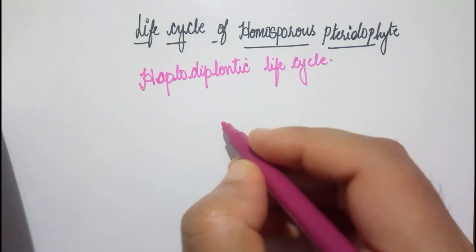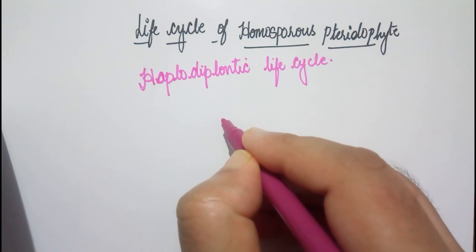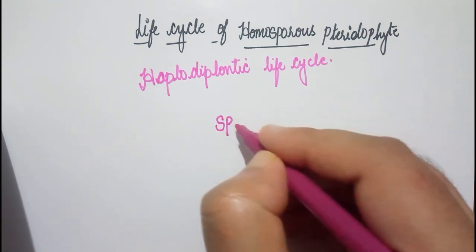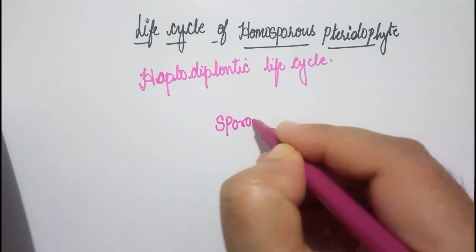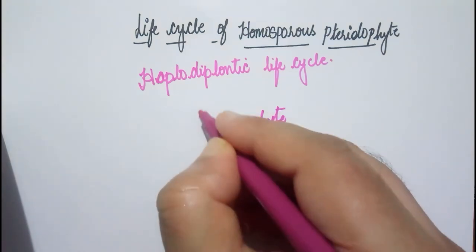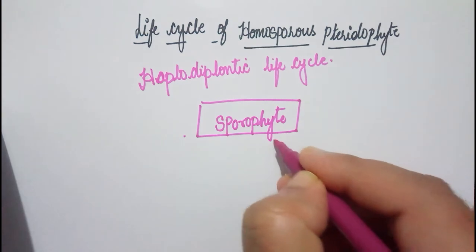Now this haplodiplontic life cycle is going to begin with the sporophyte. And we know in pteridophytes the dominant stage of the life cycle is the sporophyte. Now this sporophyte is always diploid. Sporophytes are diploid in condition.